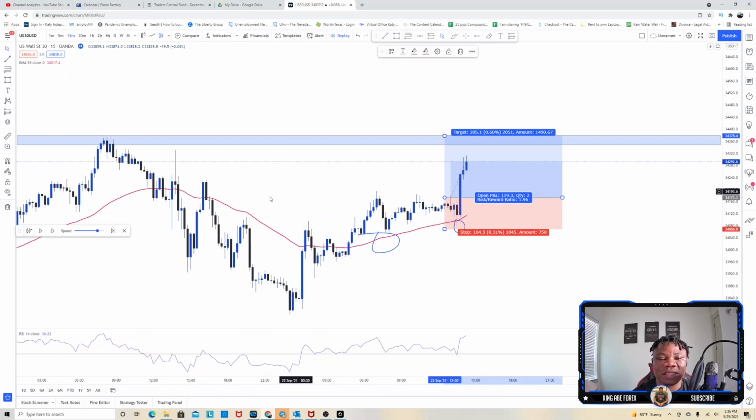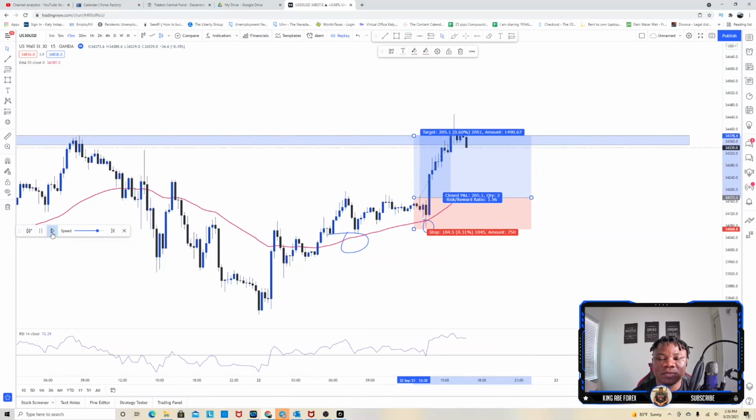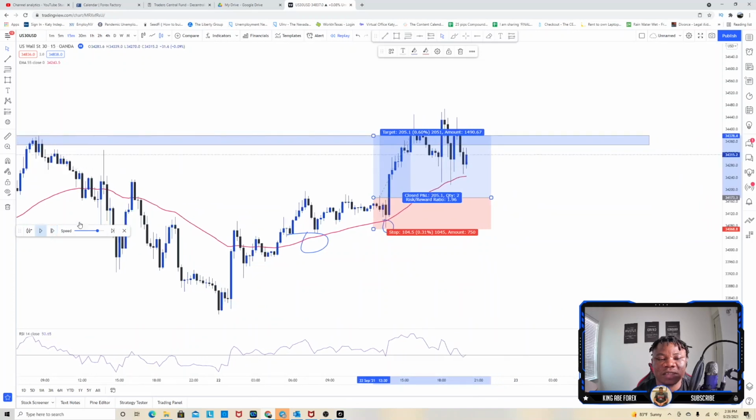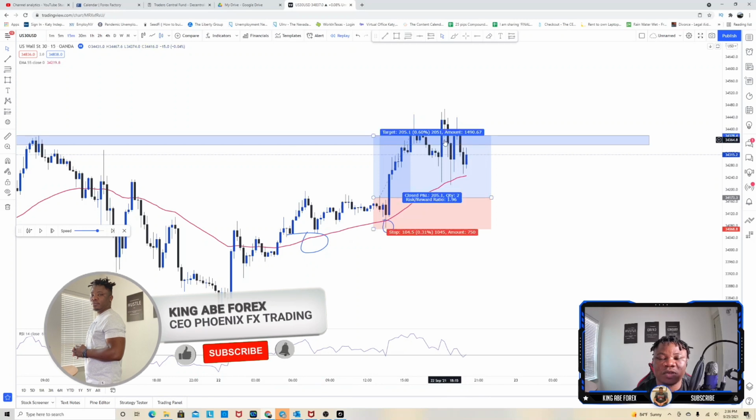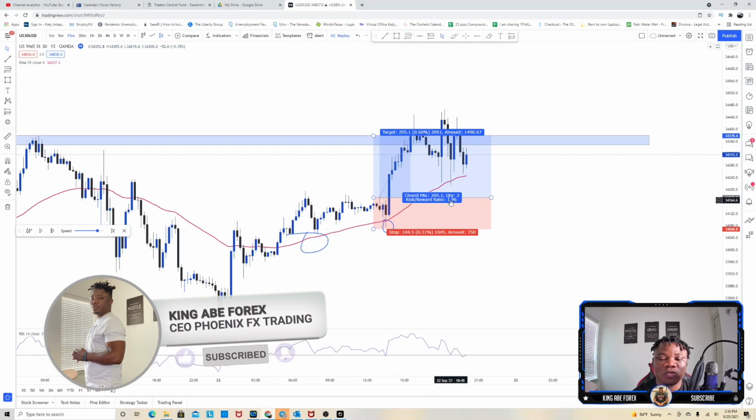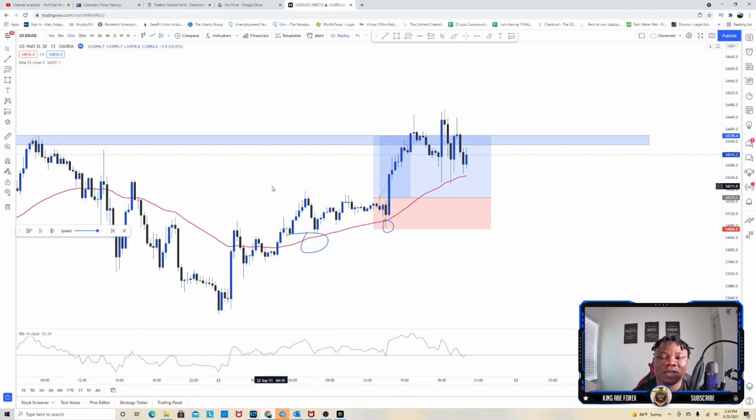Now let's see how this trade actually played out. So let's take a look and see. Right there, we got our take profit smash right over here. Our take profit smash for 2,000 pips, risk reward ratio 1:9. So this is how you use this strategy for a buy position.